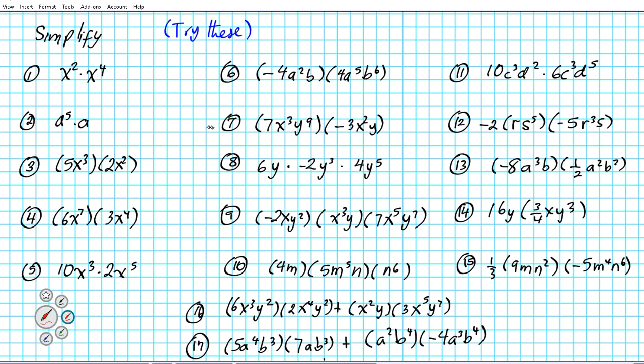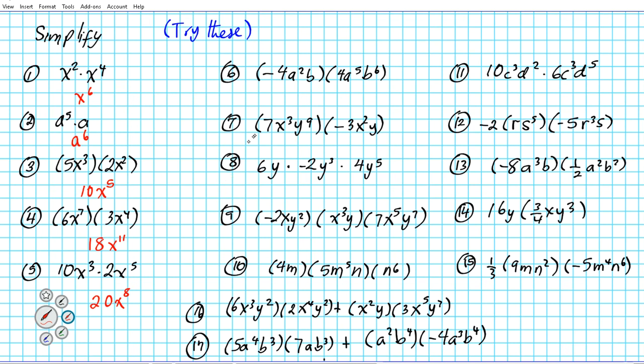Alrighty, hopefully you had a chance to try out the problems. Let's take a look at what the answers are. So for question number 1, the answer is x to the 6th power. For number 2 is a to the 6th. For number 3 is 10x to the 5th power. For number 4, it's 18, x to the 11th power. For number 5, it's 20x to the 8th power.